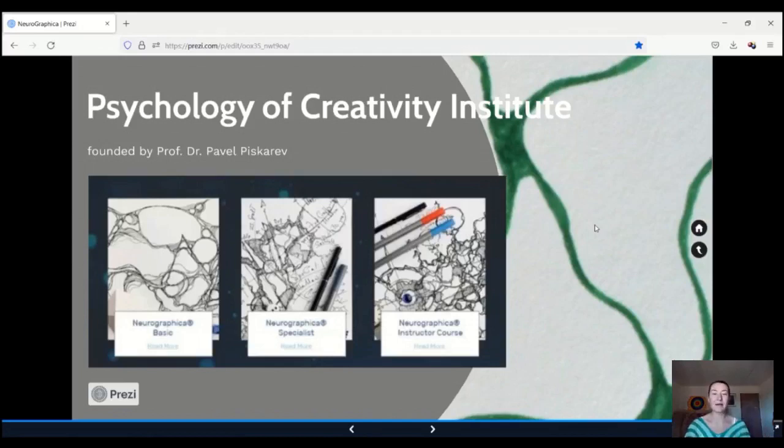And then there's the next level, the instructor course. That's if you want to teach NeuroGraphica to people. That's a year-long program, and you go deep into your own processes over that year. So I can really recommend that too. Okay, so that is just if you want to learn more.